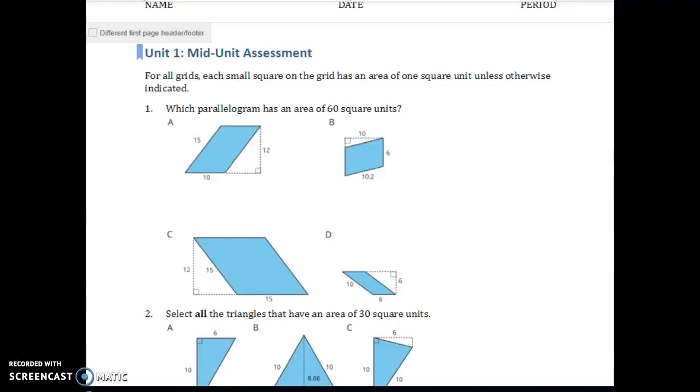Unit 1 Mid-Unit Assessment. For all grids, each small square on the grid has an area of 1 square unit unless otherwise indicated. Question 1. Which parallelogram has an area of 60 square units?